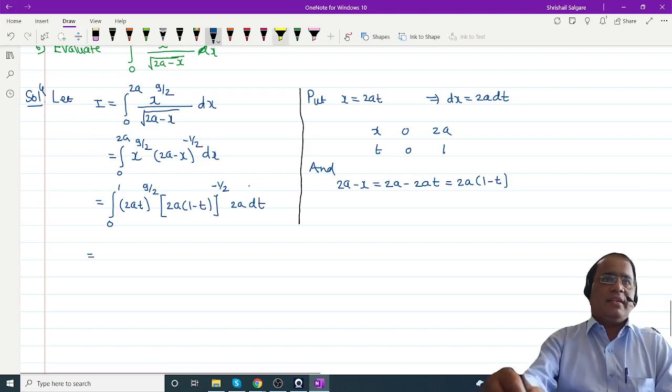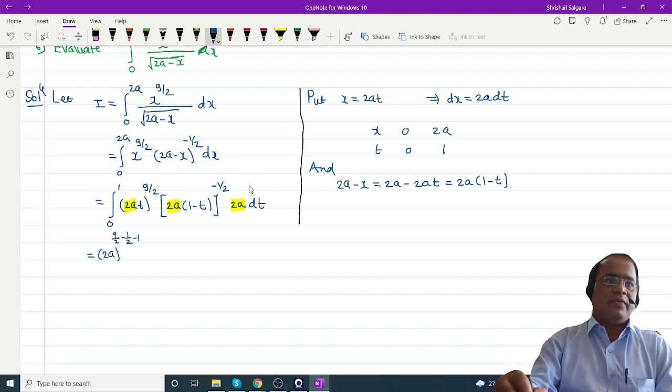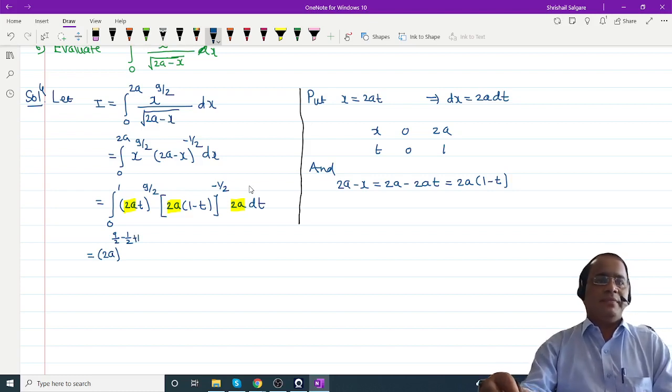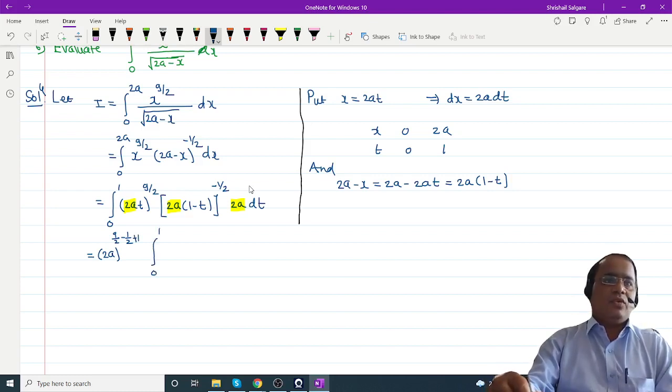Now from this integral, I will take the 2a term, that is multiplied to each, with the effective power outside. So this can be taken as 2a raised to, first power is 9 by 2, second power is minus 1 by 2, and the last one is plus 1. And the remaining integral is 0 to 1 t raised to 9 by 2 into 1 minus t raised to minus 1 by 2 dt. Now here I will make the adjustment. This is plus 1 minus 1. This is plus 1 minus 1. And it defines beta of this one and beta of this one.